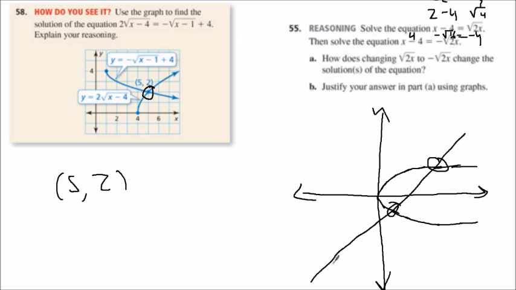Therefore, we have different solutions for different problems. Because if there were no extraneous solutions, they would both be the same graph. Therefore, they would both be like this.